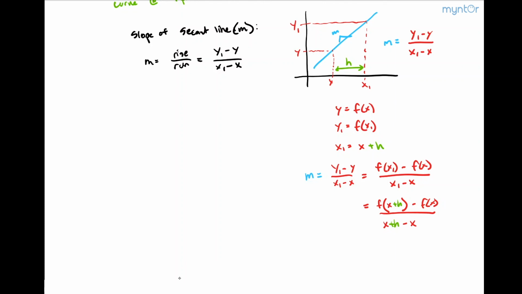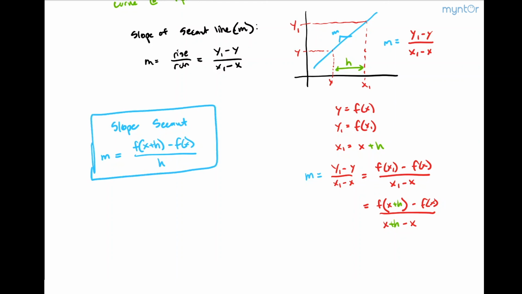And so now we can write, and I'll write that over here, the slope of a secant line can be written as m is equal to f of x plus h minus f of x over h. And so this is going to be the definition for a secant line that we will use.